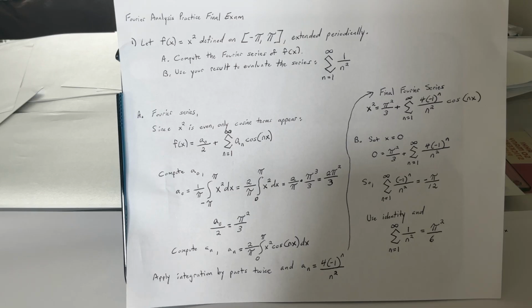Okay, so let's jump right into it. So number one here, we let f of x equals x squared, defined on the interval negative pi to pi, extended periodically. So part A, compute the Fourier series of f, and part B, use your result to evaluate the series n equals 1 to infinity 1 over n squared.